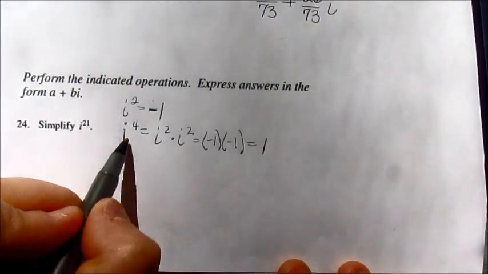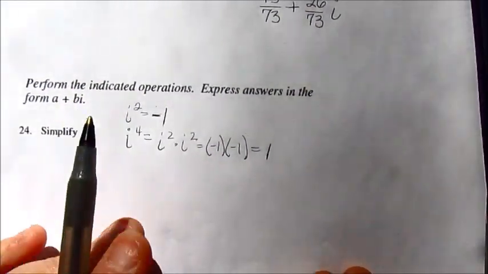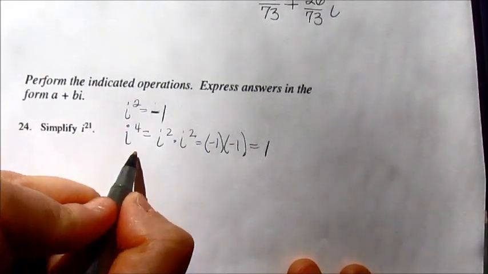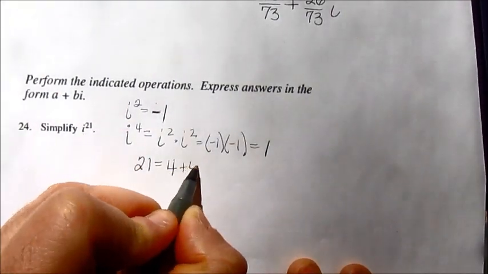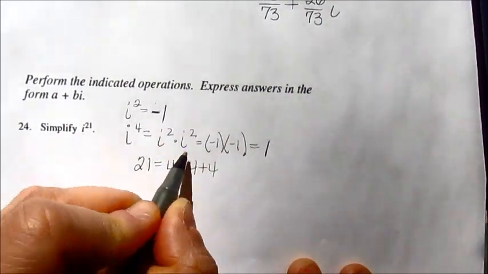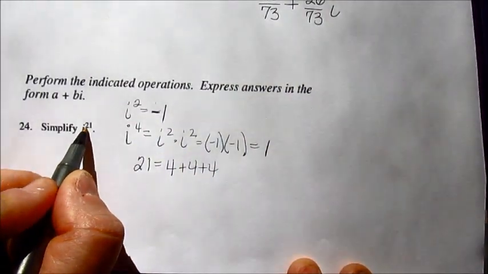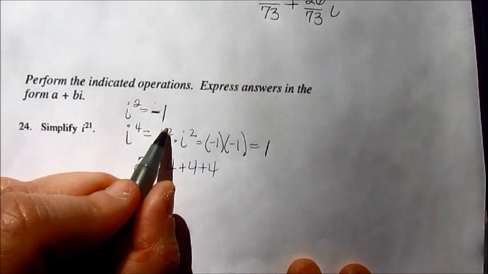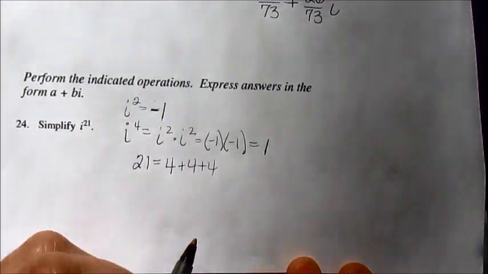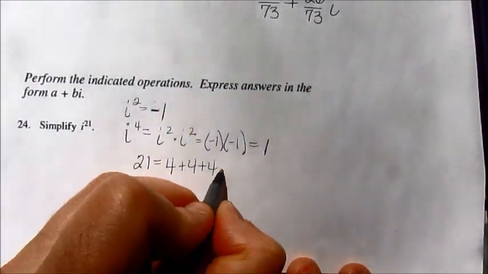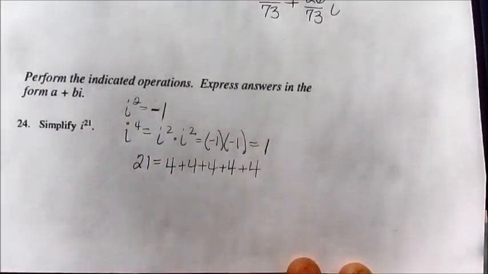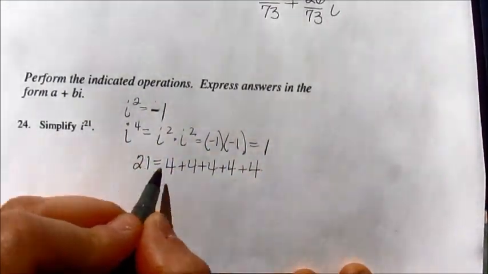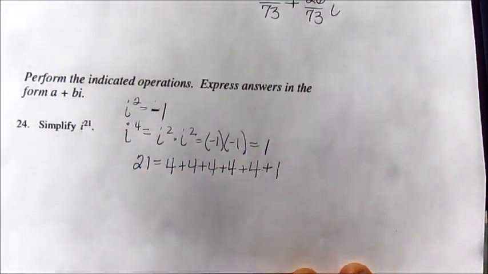So we can break this down into fours. 21 is equal to 4 plus 4 plus 4. Why am I adding them? Because I want to make a stream of ones. 4 plus 4 plus 4 is 12, plus another 4 is 16, plus another 4 is 20. I'm almost there. I need one more.